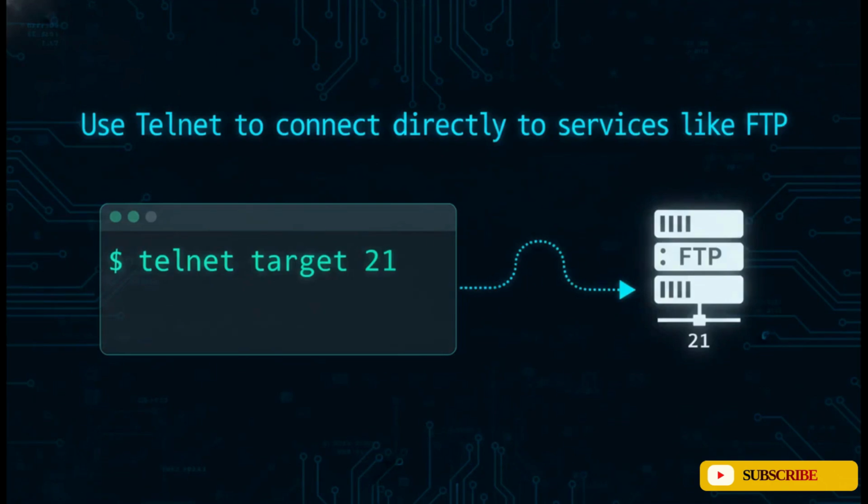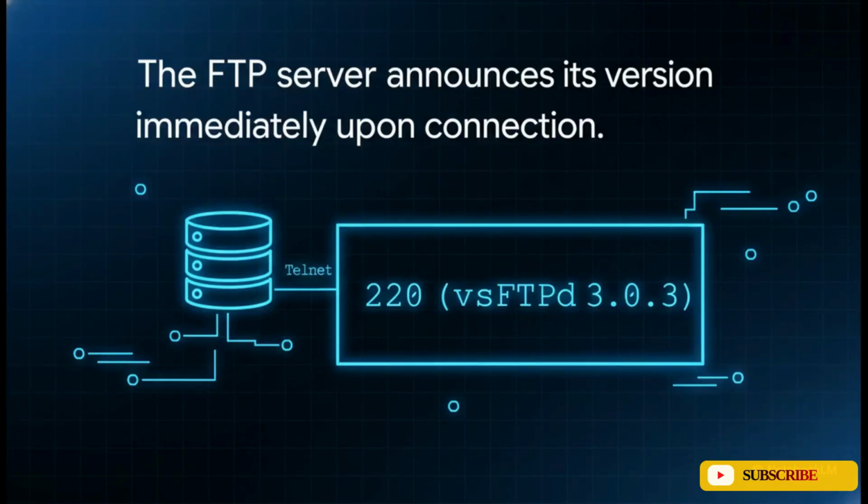And Netcat's not your only option. You can use another old school tool, Telnet, to do the same thing. Let's say we want to check out an FTP server, which is usually on port 21. We can just use Telnet to open a direct line right to it. And bam, will you look at that, the second we connect, we haven't even typed a single thing. The FTP server just announces itself. 220 vsFTPd 3.0.3. It just gave us its name and its exact version number. That's a huge clue right there.